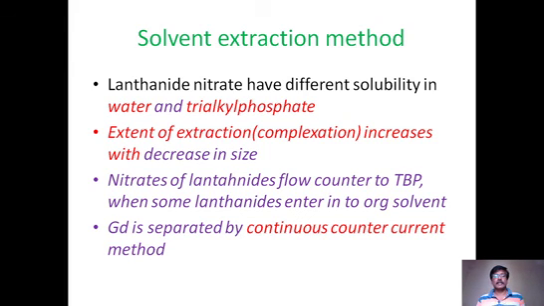Nitrates of lanthanides are allowed to flow counter to the TBP, and some lanthanides enter into the organic solvent. And gadolinium is separated by the continuous counter current method. They pass it through this TBP, and the organic-soluble ones go into the organic layer, and those which are water soluble remain in the water layer. And this is how the continuous counter current method works.